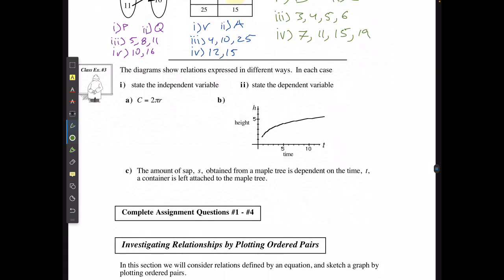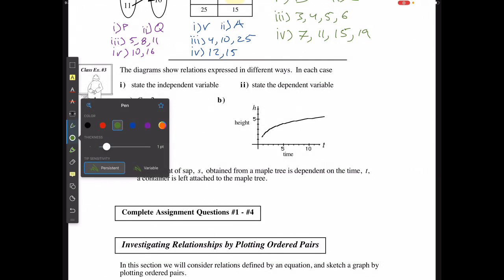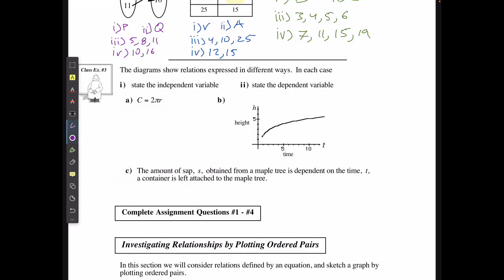For example 3, it just wants us to state the independent variable and state the dependent variable. So here, my independent variable is the one that's on the right side of the equation. It's going to be r. My dependent variable is going to be the one that's isolated. It's going to be c.